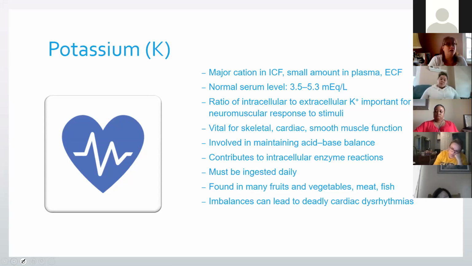So the heart is your largest smooth muscle organ in your body, and potassium being too high or too low directly affects your cardiac function. So potassium is a really, really important electrolyte to monitor, okay? We must take in potassium every day. So eating foods rich in potassium is important. Green leafies, friends, green leafies. Fruits, vegetables, meat, and fish. Imbalances could lead to cardiac arrhythmias.